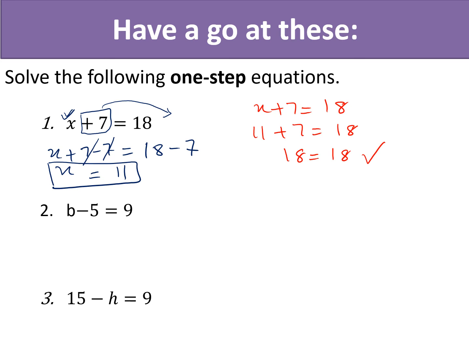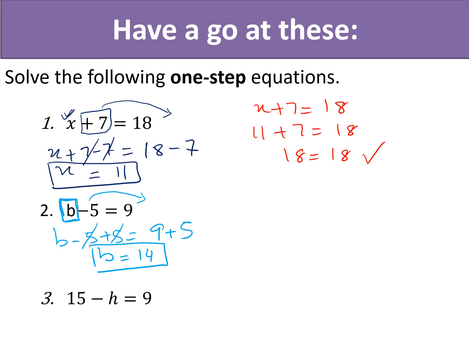Next, I have b minus 5 equals 9. Now this is b. I want to figure out the value of b, and I want to move the rest of the numbers to the other side. So I'll move this 5 to the other side. The inverse of negative is positive, so I will do plus 5 to both sides. Negative 5, positive 5 cancel, 0, and b equals 14. 9 plus 5 is 14.